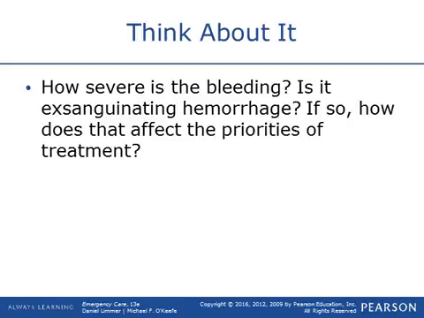So thinking about some things, how bad is the bleeding? Is it an exsanguinating hemorrhage, meaning, is this bleeding they're going to die from? If so, how does that affect the treatment? So what do you think? If you see exsanguinating bleeding, how does that change your treatment? Do you still worry about the airway and breathing before you control that life-threatening bleeding?